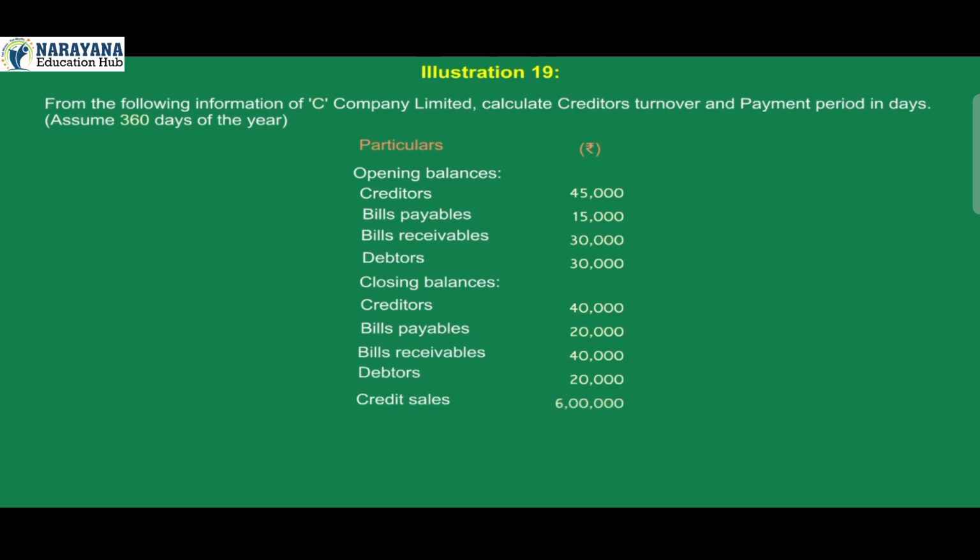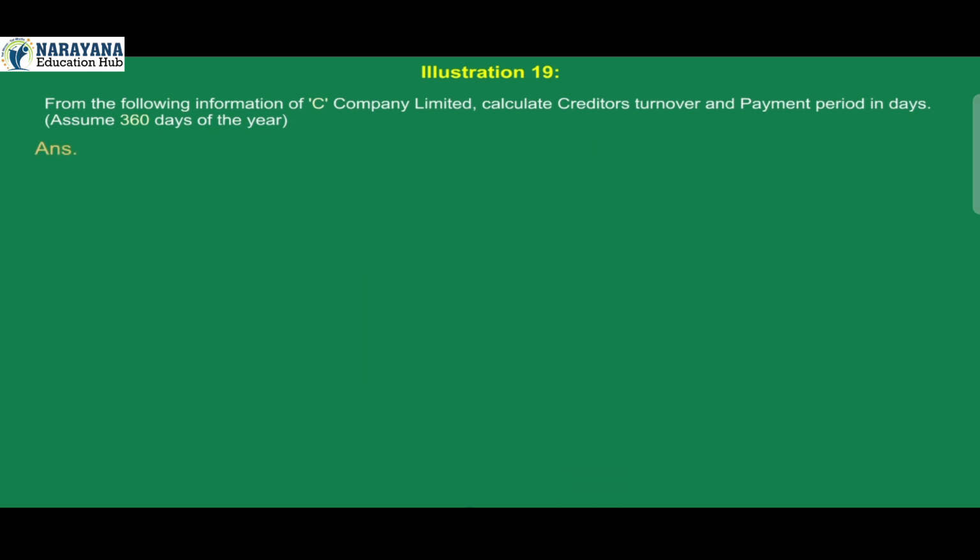Credit sales 6 lakh, cash sales 4 lakh, total sales 10 lakh, total purchase 6 lakh, cash purchase 2 lakh 40,000. Answer: credit purchase is equal to total purchase minus cash purchase, is equal to rupees 6 lakh minus rupees 2 lakh 40,000, is equal to rupees 3 lakh 60,000.